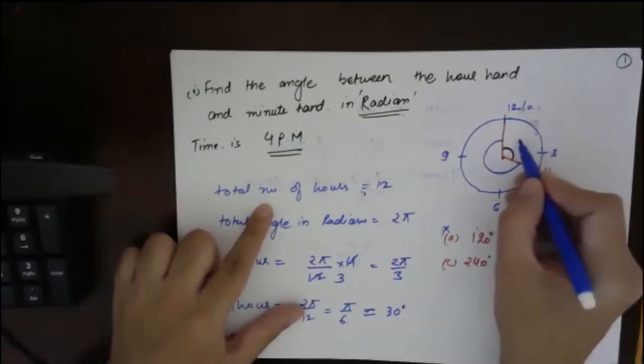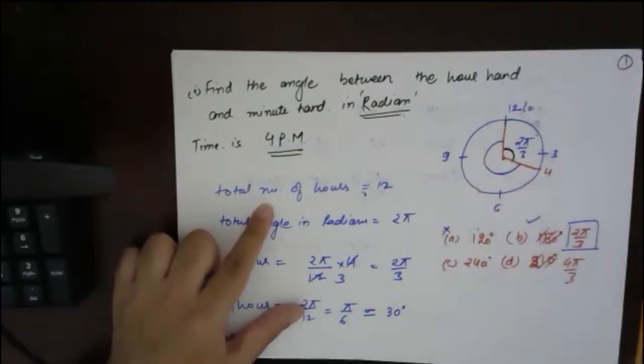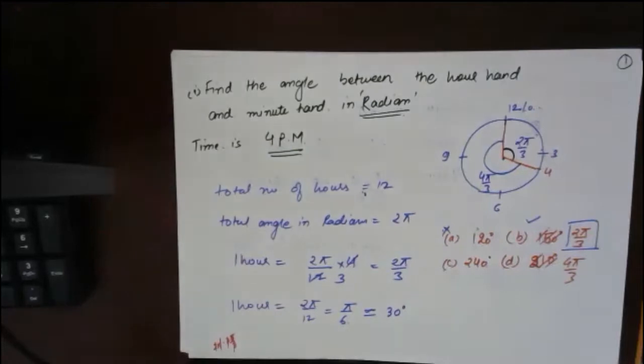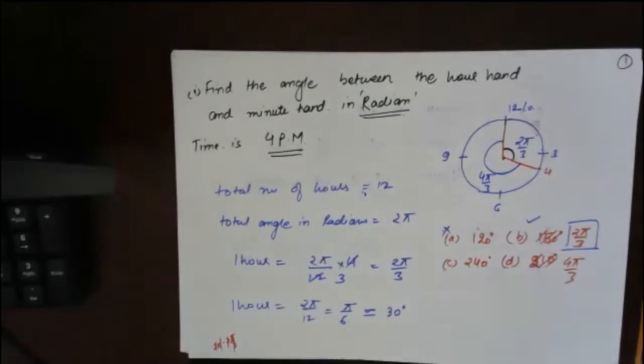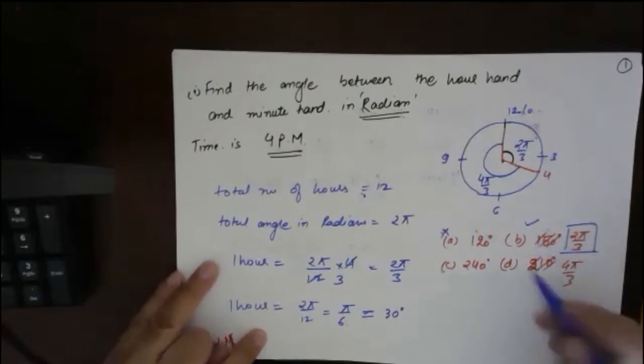This is 2 pi by 3. So what is this big angle? This is 4 pi by 3. Do you understand or not? So if they are asking what is the angle between the hour hand and minute hand, in radian, what will be the answer? 2 pi by 3 and 4 pi by 3. These both will be the answers.